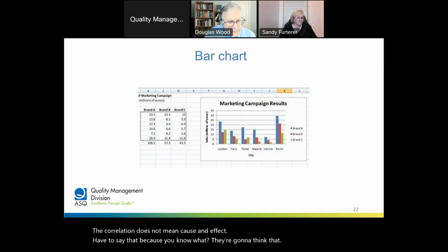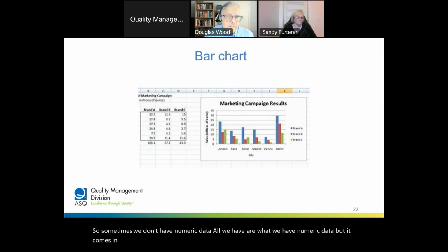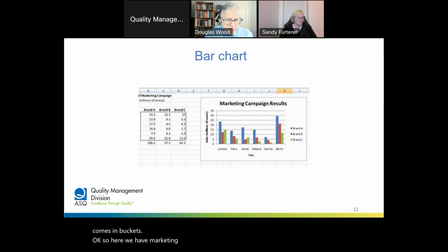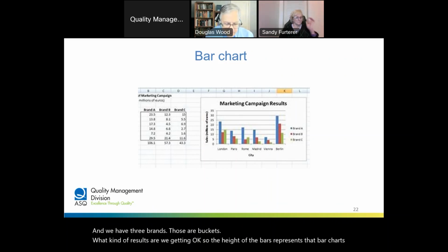So sometimes we don't have numeric data. All we have are, well, we have numeric data, but it comes in buckets. Okay. So here we have marketing campaign results for multiple cities. And we have 3 brands. Those are buckets. But what kind of results are we getting? Okay, so the height of the bars represents that. Bar charts allow comparison of relative values.